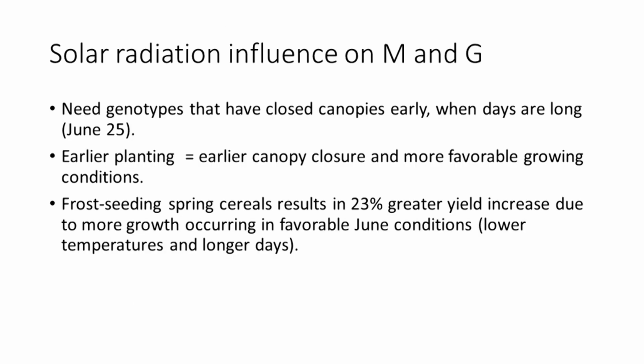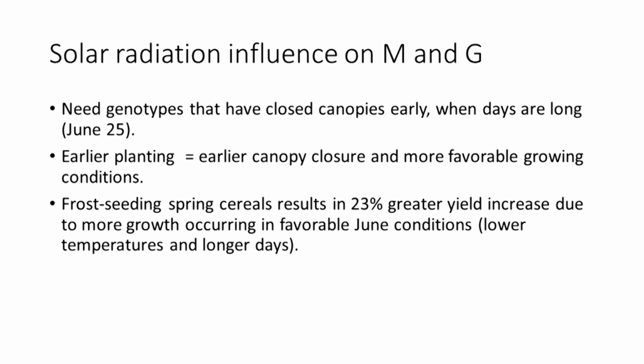Most temperate areas have a pretty dramatic fluctuation in day length over the growing season. For example, in Ontario, Southern Ontario has about a 2-hour difference in day length between June and the end of August. So from a management and genotype perspective, you want to take advantage of those longer days by having crops that close their canopy early and by planting early as well, right? Earlier planting results in quicker canopy closure, being able to take advantage of those longer days that only grow shorter after the end of June.